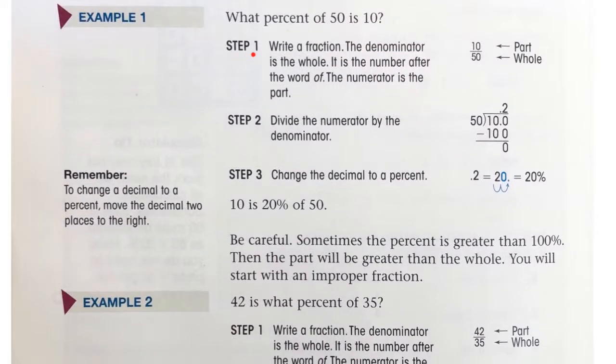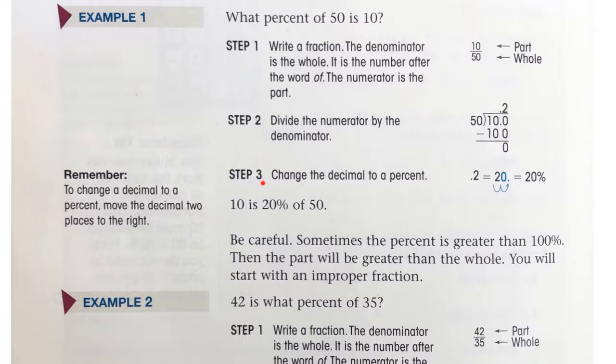Well, step 1, write a fraction. The denominator is the whole. It's the number after the word of. The numerator is the part. So in this case, 10 is the part and 50 is the whole. There's the word of.